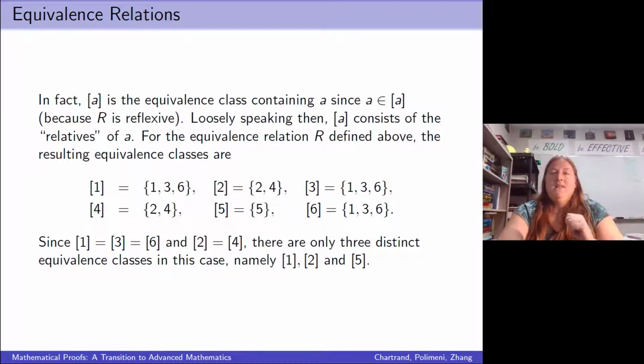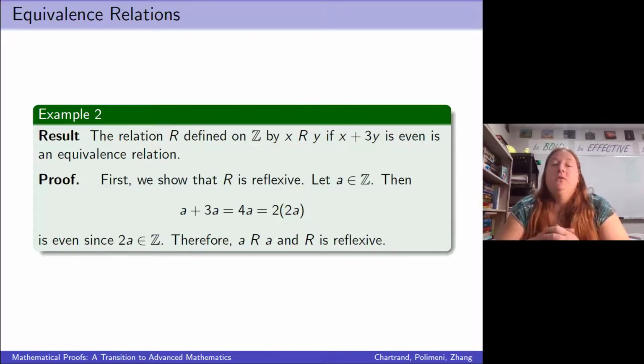All right, let's take a look at an example. So we have a relation R defined on the integers by x is related to y if x plus 3y is even. Is this an equivalence relation? So let's take a look at this. We want to know if it's reflexive. Is R reflexive?